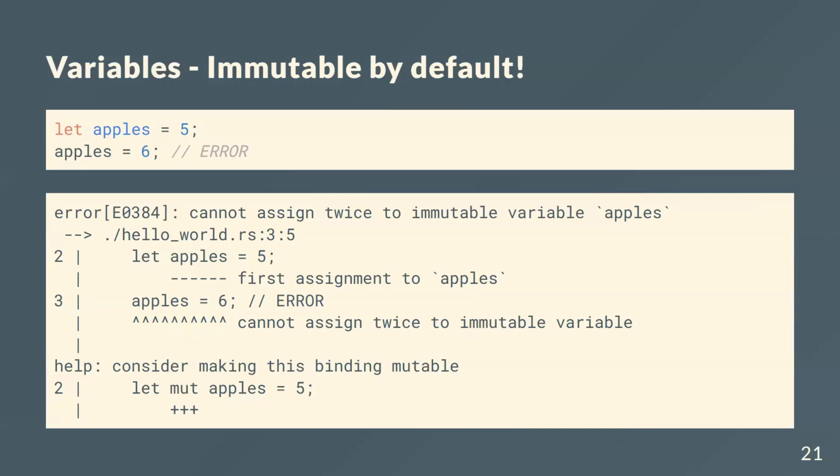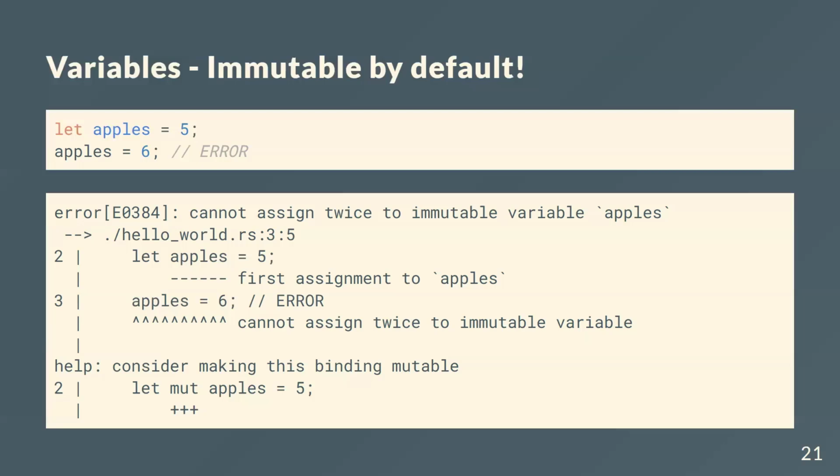Yeah, so if I say let apples equals 5 and then I say apples equals 6, I'm going to get an error. And fortunately, the error kind of tells us everything we want to know. So this was, I would say, my biggest learning curve when I switched to Rust, was learning that I should just read the error message, like every word in the error message.